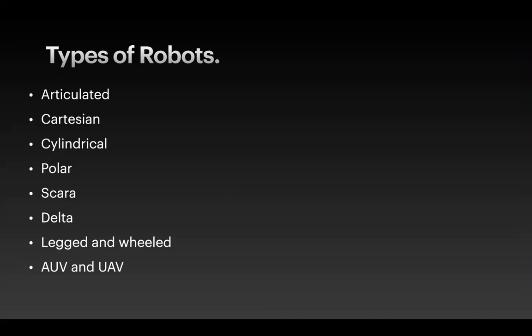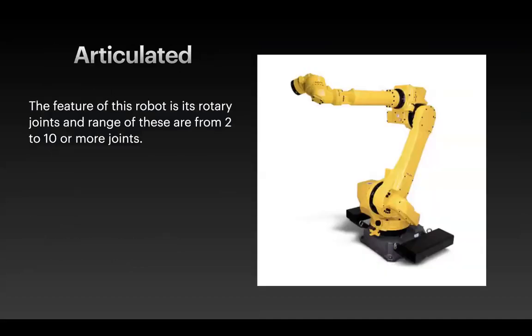Mainly, there are these types which are articulated, Cartesian, cylindrical, polar robots, SCARA, delta robots, and legged and wheeled, something that we are familiar with. And then AUV, autonomous underwater vehicles, and UAV, unmanned aerial vehicles. So likewise, there are different types of robots. Let's quickly go through them.